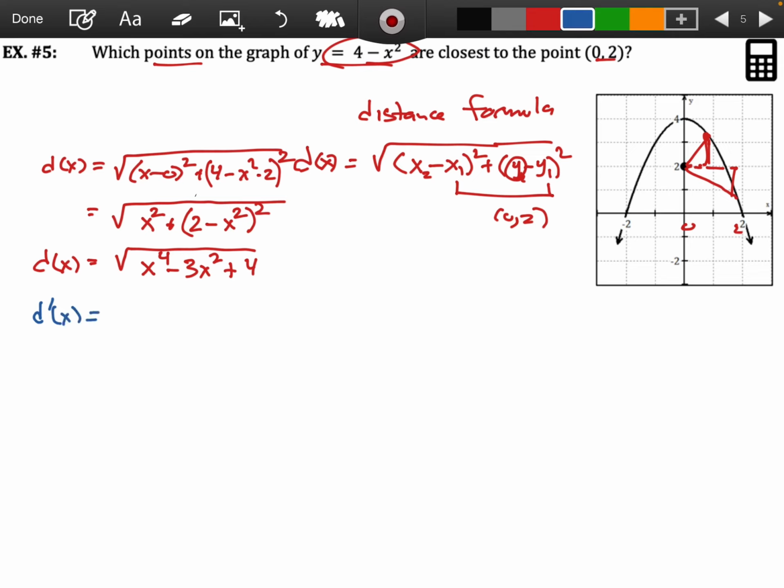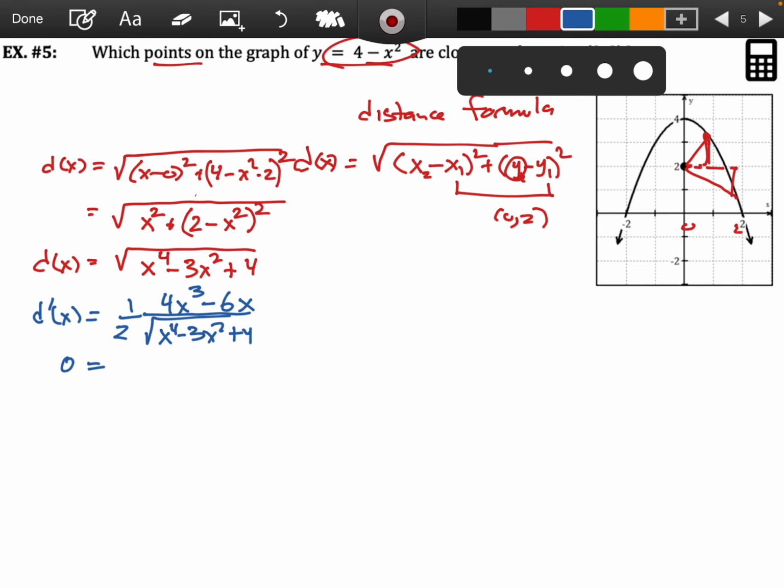Okay, and the derivative of a square root is going to be 1/2 times the square root of that function inside, right? Times the derivative of the function itself, because we're doing chain rule. So that would be 4x cubed minus 6x, okay? And when we make the derivative equal to 0, when we multiply by the denominator, all this is going to cancel out. So you're just going to be left with 0 is equal to 4x cubed minus 6x.